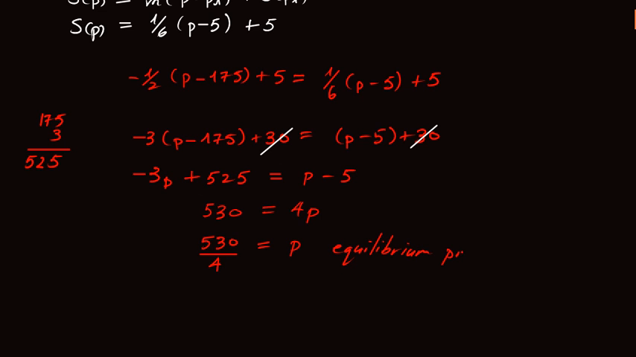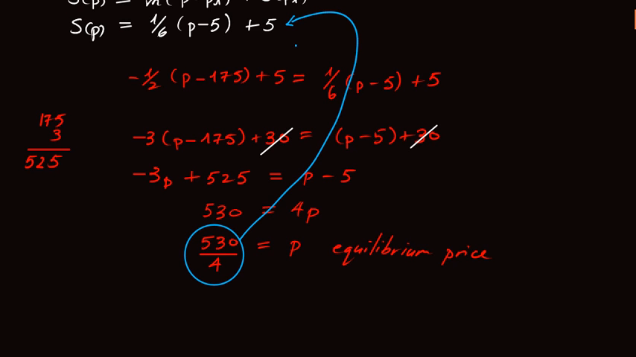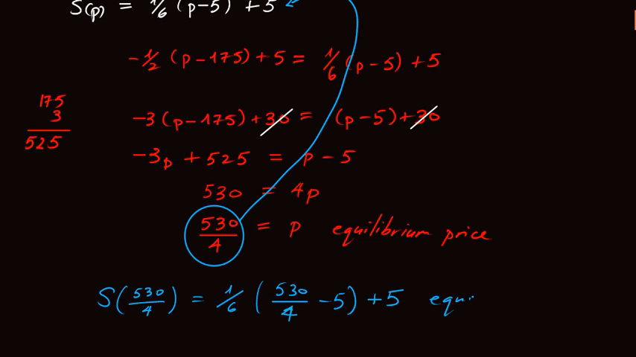Now, for my equilibrium quantity, I need to take this value and plug it into either S or into D. Now I'm going to plug it into S. It doesn't matter. I should get the same value if I did things correctly. So now to find the equilibrium quantity, I plug this in. So this is going to be S of 530 over 4, which is 1/6 times 530 over 4 minus 5 plus 5. So that's the equilibrium quantity. And if you want to, you can use your calculator to get a decimal approximation.